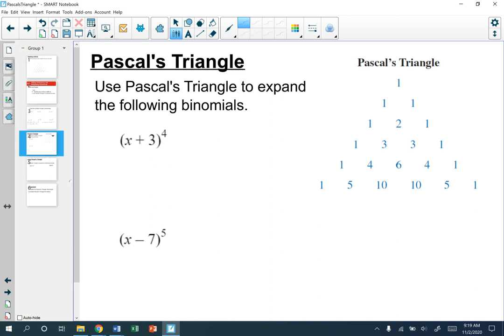So again, pause the video, and I want you to expand this binomial using Pascal's triangle. So first, we're going to take a look at the coefficients to the fourth. So this would be to the 0, to the first, to the second, to the third. We're looking at this row right here for to the fourth. So I'm going to go ahead and write all these coefficients out so you can really see what's going on.